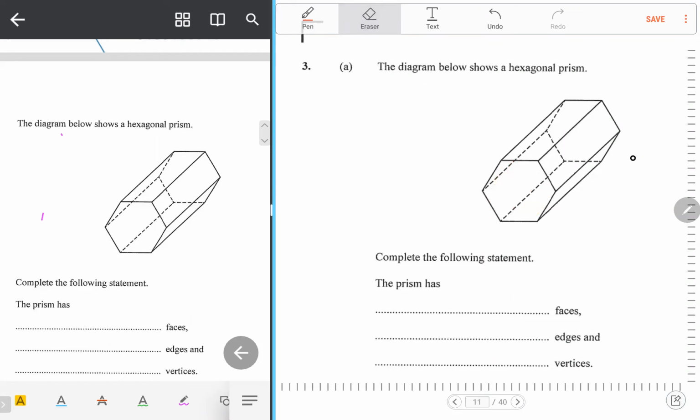All right, let's see what they want us to do now. Question says, complete the following statement. The prism has, or they want us to tell them the faces, edges, and the vertices. So Cara came to me with some formula thing the other day. Don't need no formula for this. Just count them. The faces are the flat sides.